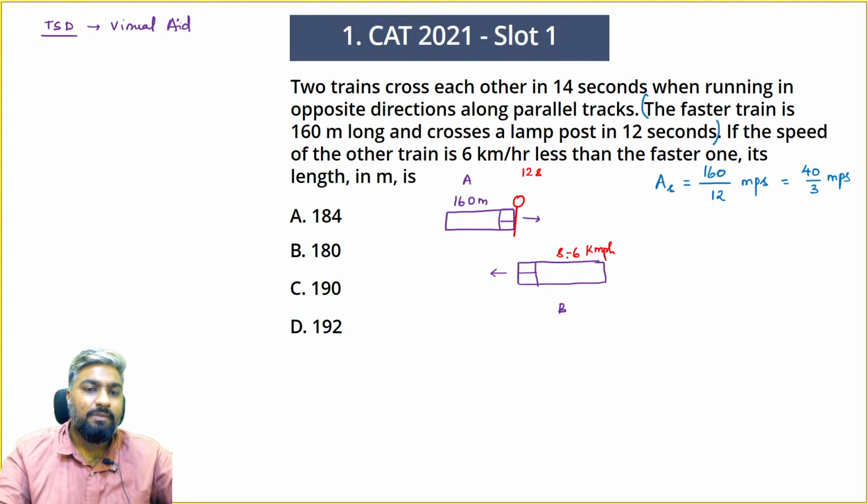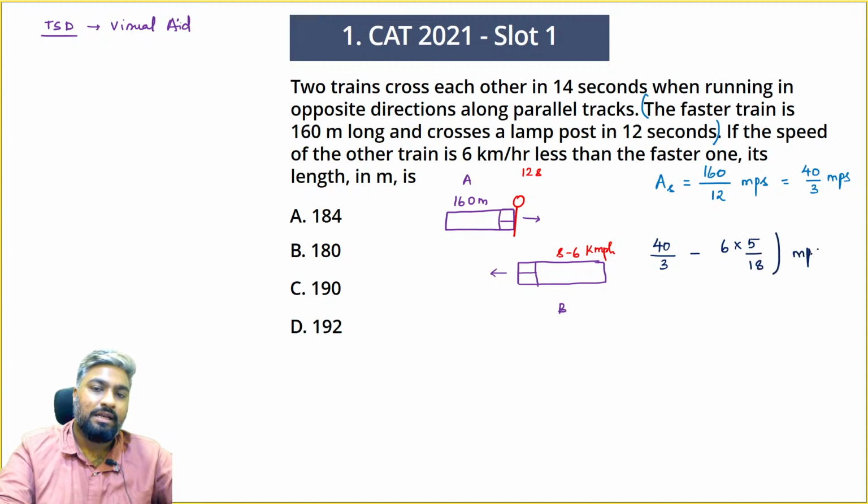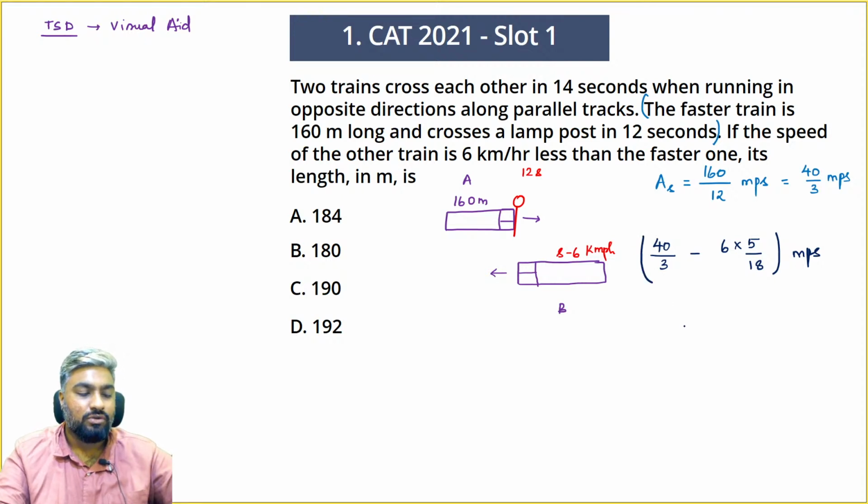Train B speed is S minus 6 in kilometers per hour. So S is 40 by 3 meters per second. Minus 6 kilometers per hour. Let's convert it into meters per second, which is what? Into 5 by 18. Correct. So now I will get this in meters per second. Easy for us to go ahead with this.